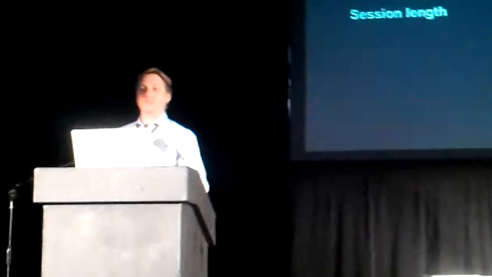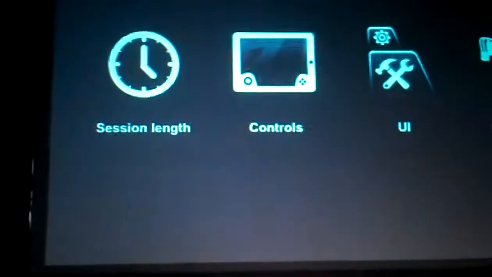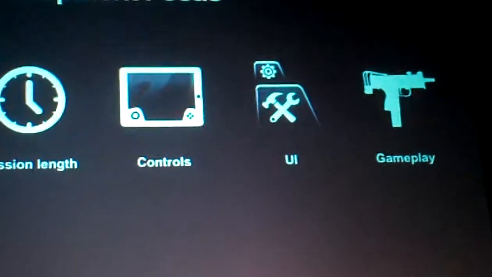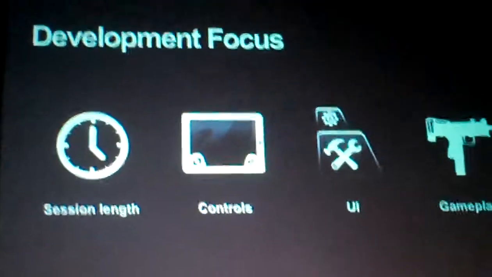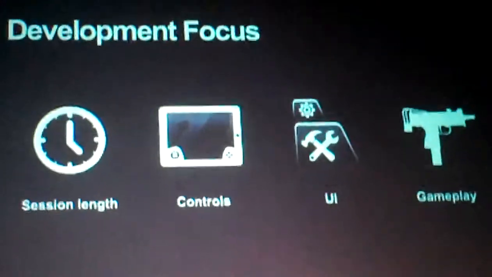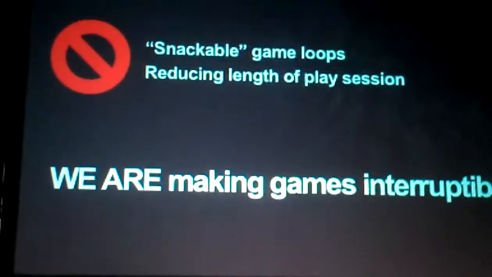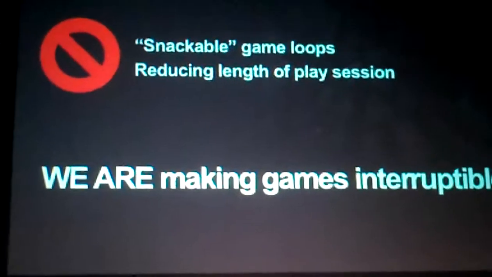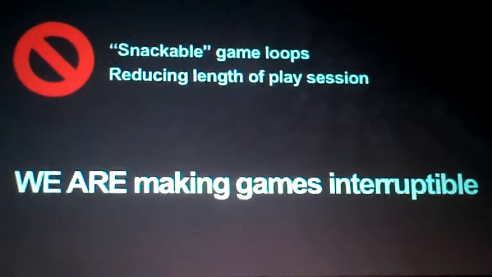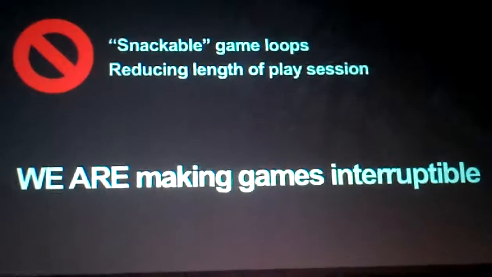So there's 4 key areas that we're focused on, and they are session length, controls, UI, and gameplay. So I'm going to go into specifics on each of these and how we're approaching it. So let's first start with session length. One of the first things we discussed, and this was a very heated discussion, was when we moved to mobile, was how long were we going to make this session length.